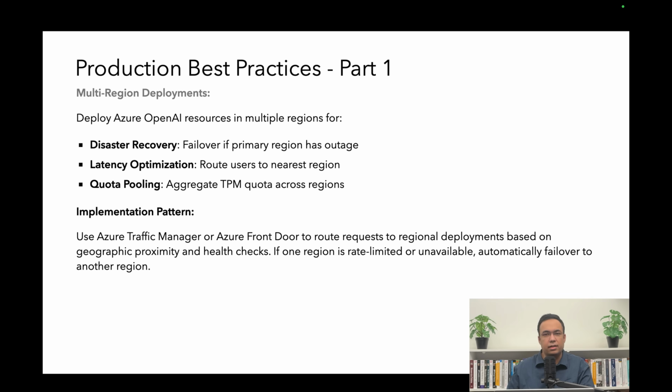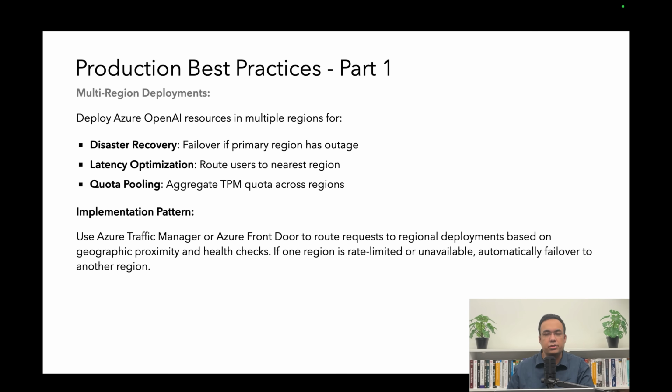The second reason is latency optimization. You can route users to the nearest region. If you have users in both North America and Europe, you might deploy in both East US and West Europe so that each user set gets low latency. The third reason is quota pooling. You have separate quota in each region, so if one region is really limited, you can shift traffic to another region. This effectively multiplies your available quota.